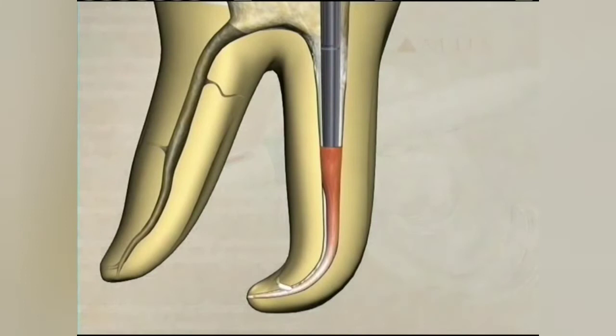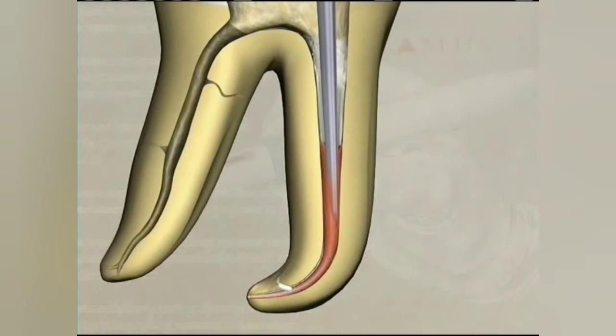This plugger is worked around the canal to push the gutta percha down and compress it into nearby lateral canals and anastomoses. The plugger is then held on top of the gutta percha mass for about 5 seconds as it cools. This helps to minimize shrinkage. The heat carrier is again inserted. It is taken a few millimeters deeper into the gutta percha mass.